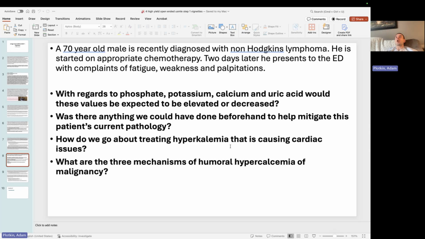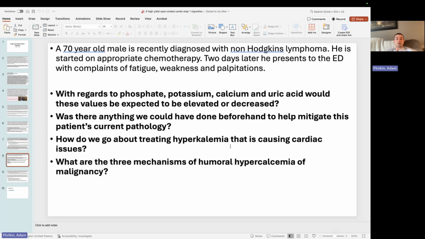For the sake of step 1, you don't need to know cutoffs, but for step 2 and beyond, you should know the Cairo-Bishop criteria, which states you need 2 out of the 4. You need the phosphate to be above 4.5, the potassium to be above 6, the calcium to be below 7, and the uric acid to be above 8. If you have 2 of these in the right clinical scenario, you can diagnose tumor lysis syndrome. We can also clinically diagnose it with a creatinine greater than 1.5, the patient having arrhythmias, or the patient having a seizure. All right. So that's tumor lysis syndrome.